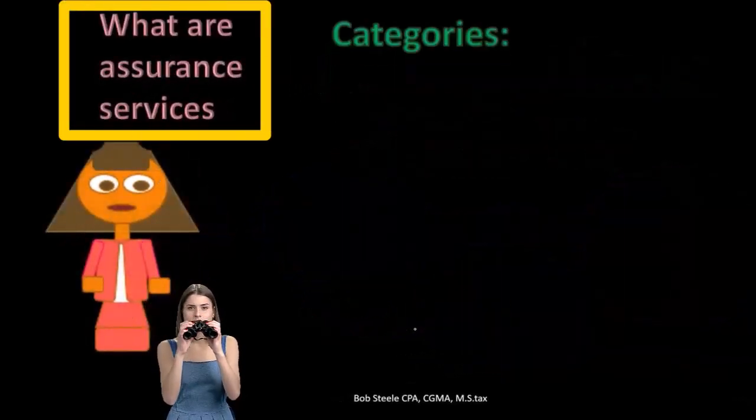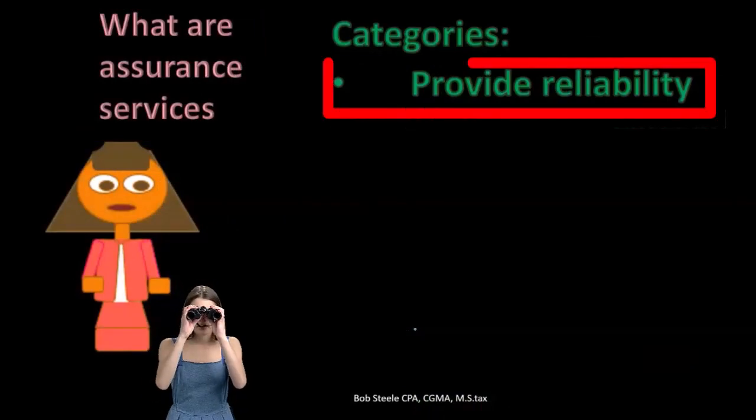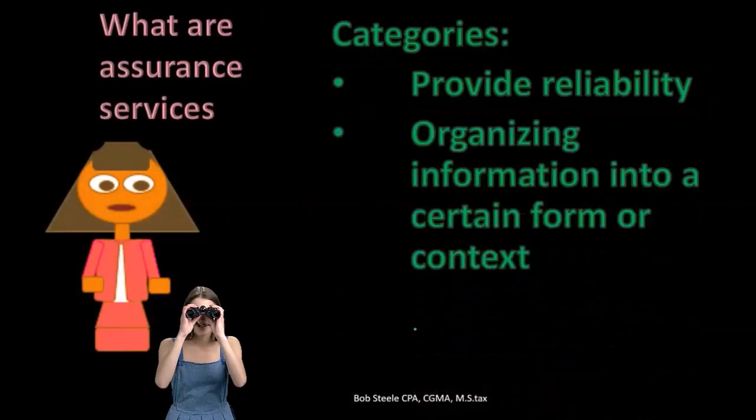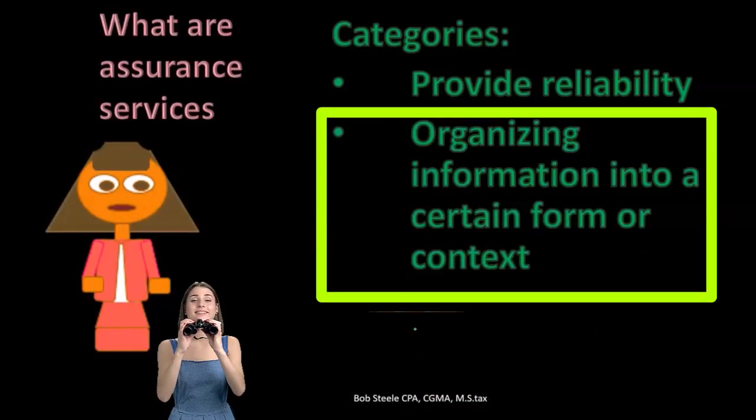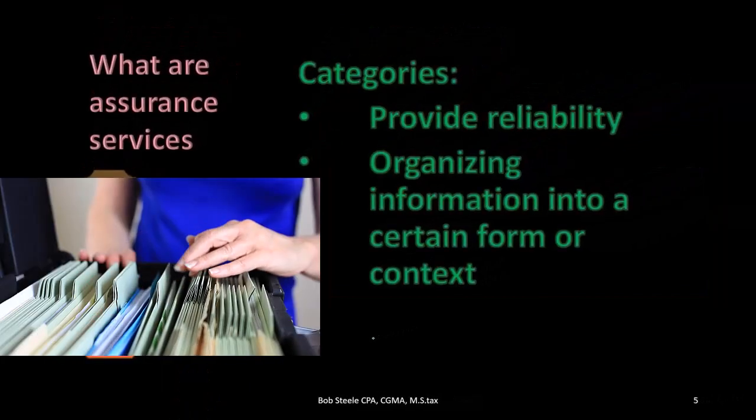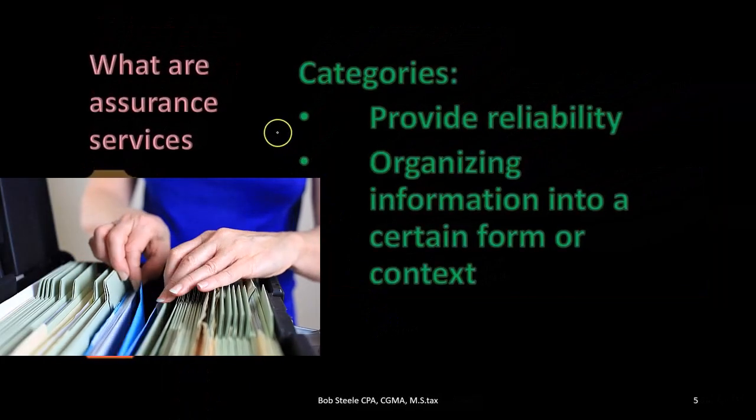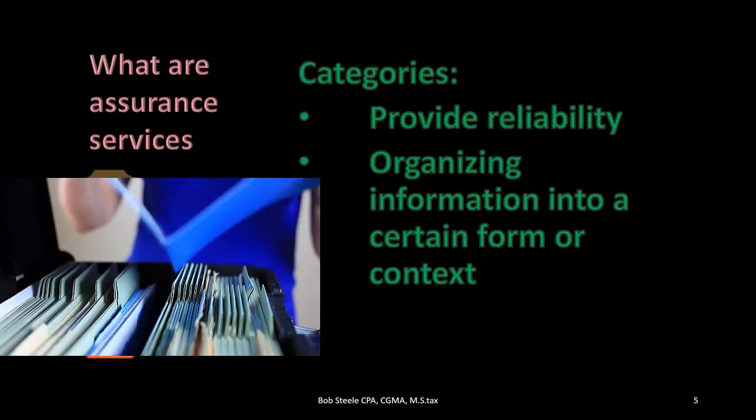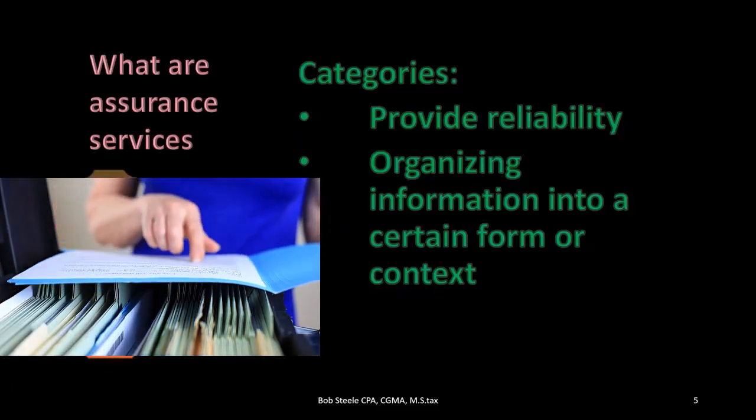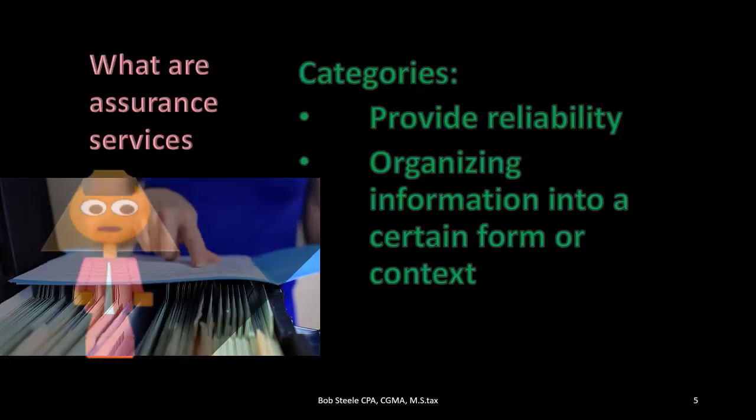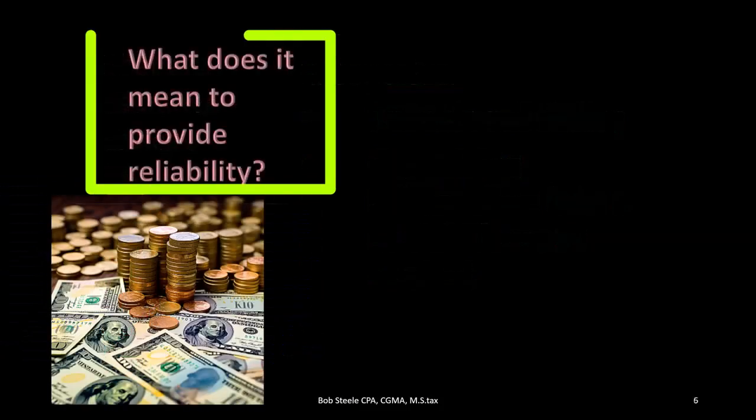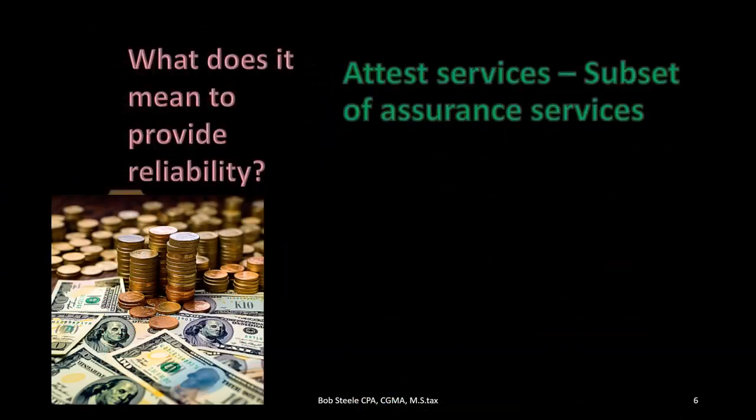What are assurance services? Categories could include providing reliability, or organizing information into a certain form or context. We're going to be focusing on the providing of reliability. That's the most common idea of assurance. When we think about the financial statements, we're usually having confidence in the financial statements. What does it mean to provide reliability?